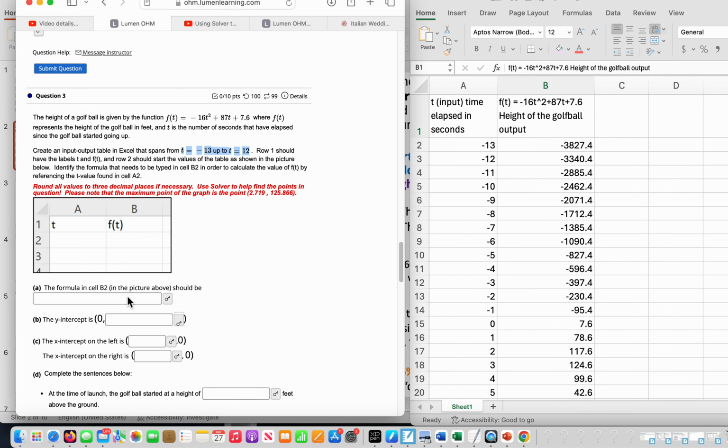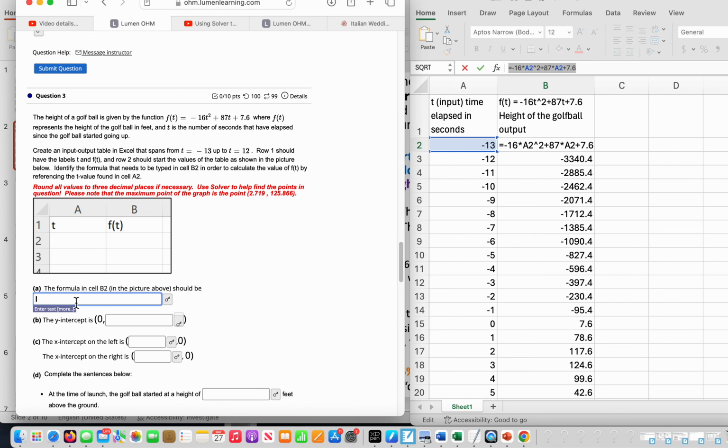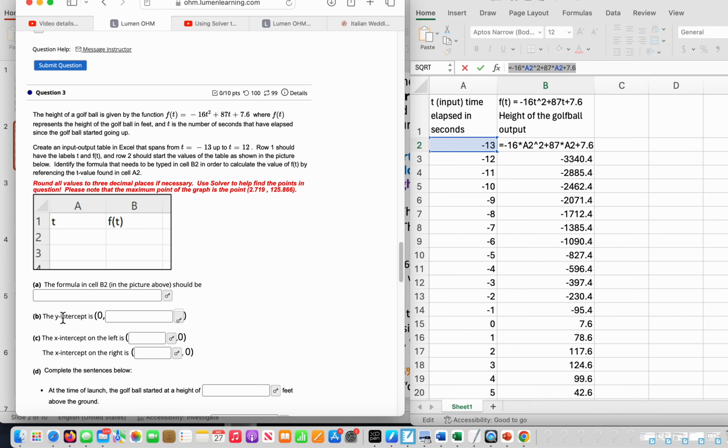So when you're going to enter here in part A, it wants you to enter exactly what you would put into Excel, including the equal sign. So I want to enter this formula right up here. That's what I would enter into that box A with the equal sign and everything exactly as I would enter it in Excel. Okay.